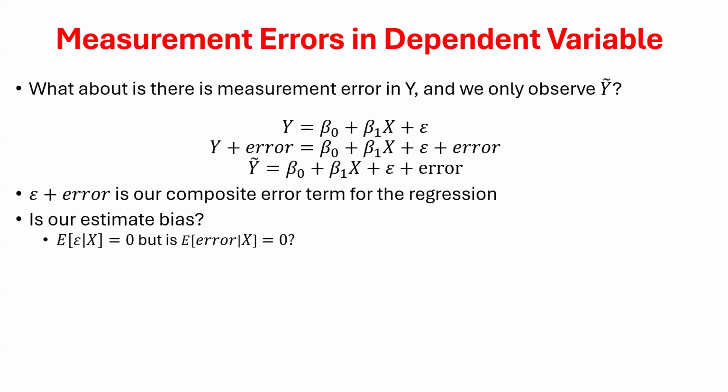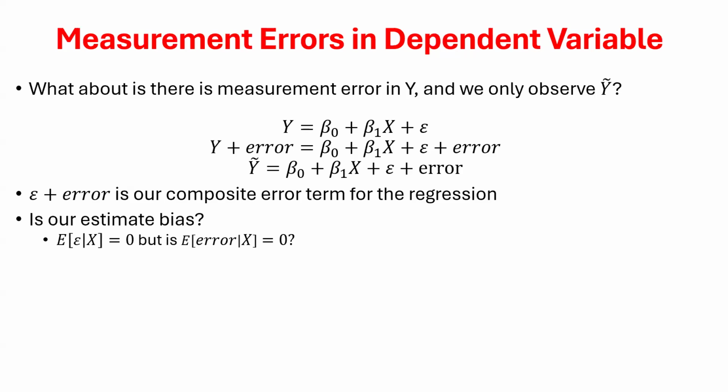So the additional condition we now need to hold is that the expected measurement error for different values of X is still equal to 0. That's the same thing we said when we had measurement error in the independent variables. What is this really telling us? If the expected value of our measurement error for different values of X is just 0, that's telling us the measurement error is completely random, right? That we have classical measurement error.